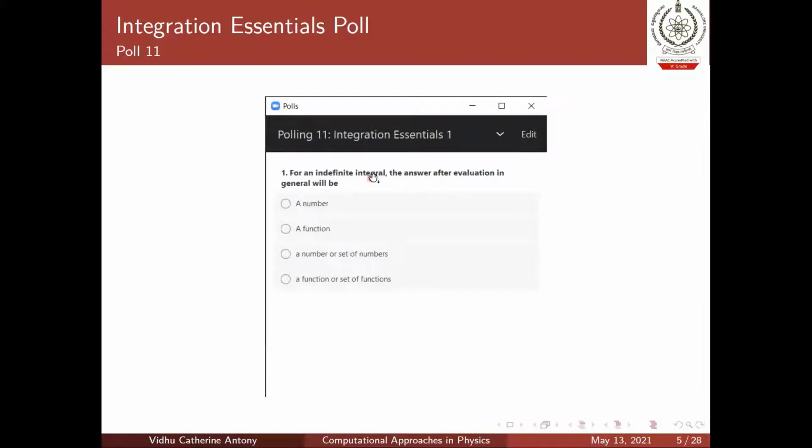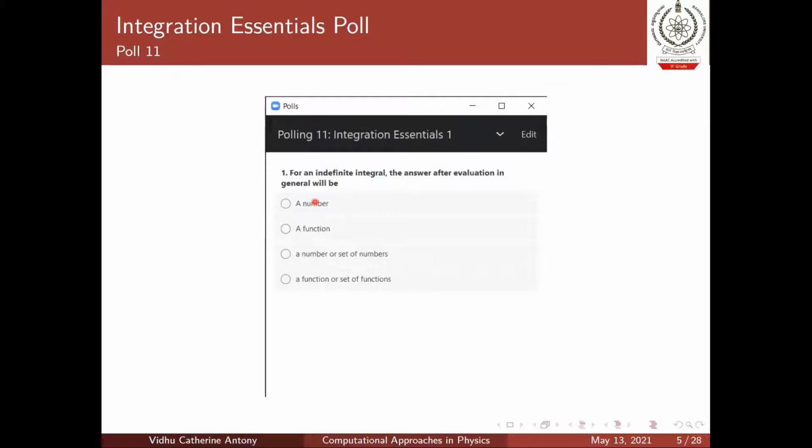For an indefinite integral, the answer after evaluation in general will be a number, a function, a number or set of numbers, a function or set of functions. Let's read it again. What do you mean by an indefinite integral? You do not have your limits given to you, right? You're going to say, okay, fine, this is going to be some term plus a constant.